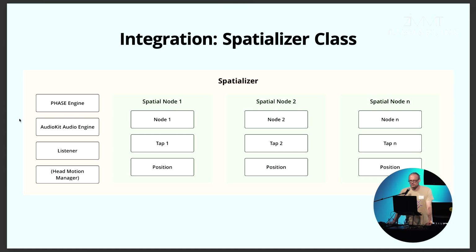So to integrate that, I wrote a spatializer class in Swift, which includes an instance of a Phase engine, an instance of an AudioKit audio engine, the listener, like you, and an optional head motion manager, which as of iOS 18 we don't really need anymore because Phase does that for us. And then in the spatializer we have our so-called spatial nodes, and each of the spatial nodes includes the input node, a tap, and a position, and they are all updated automatically and sending data to the Phase engine.